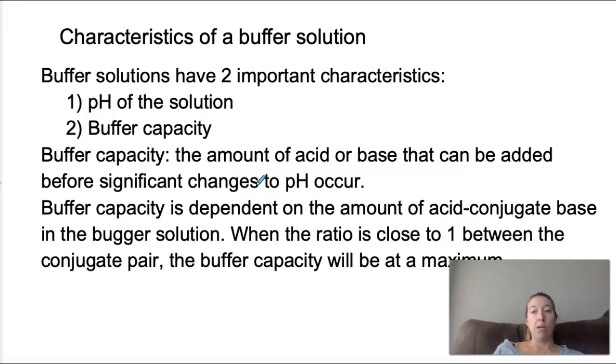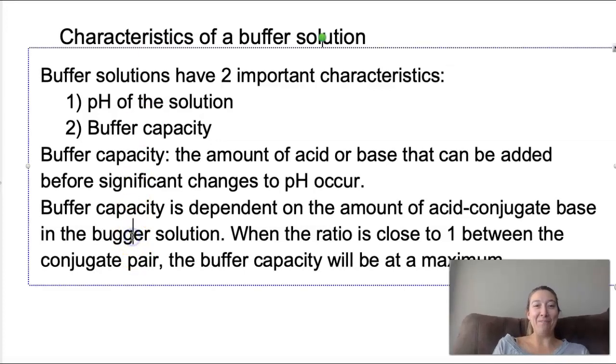Whereas if I used ammonia to set up the buffer, I'm going to find that that's going to have a pH closer to like 8 or 9. So what you'll find is the pH is going to differ based off of the strength of the particular acid that you have.